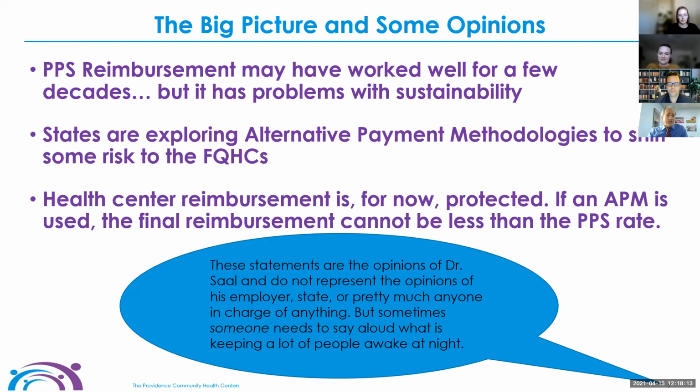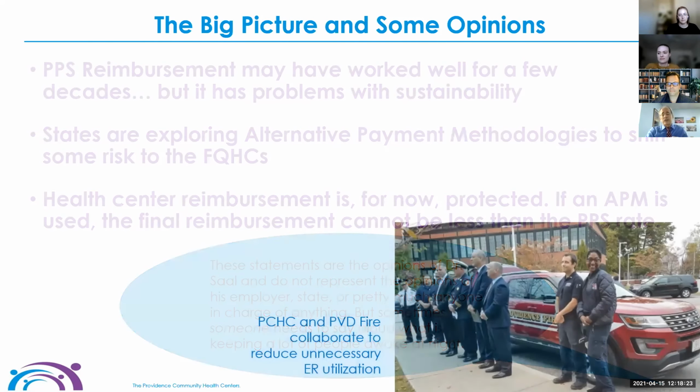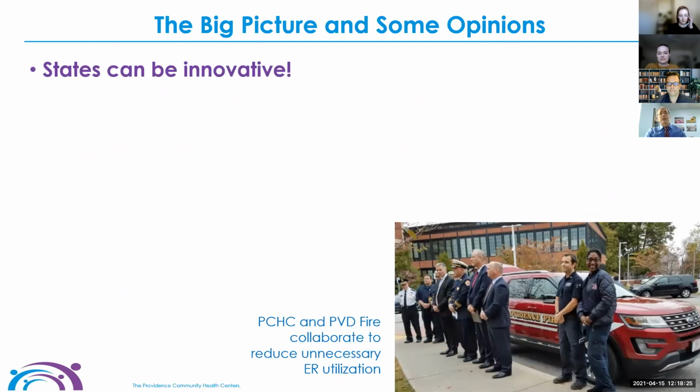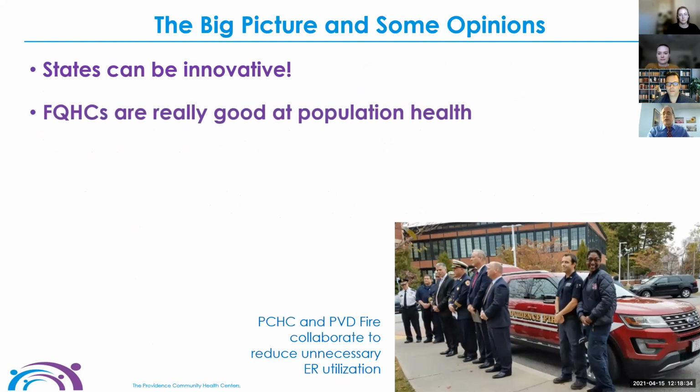But someone has to say it aloud. States recognize that PPS is not sustainable if you're going to be doing population health. And so we need to figure out how to get to that next generation. Some of the other opinions, hey, states can be very innovative. These state Medicaid offices can be good or evil, depending. But also remember that community health centers are very, very good at population health. We've been doing it for a very, very long time.